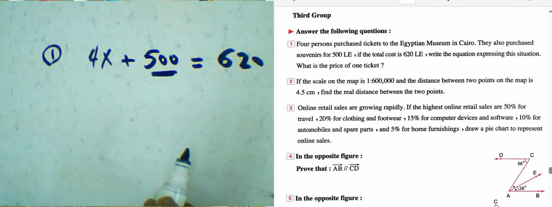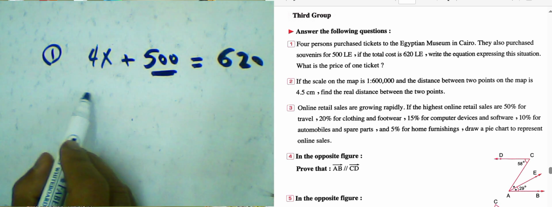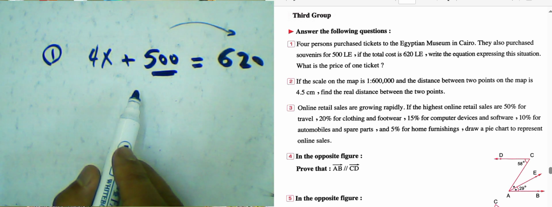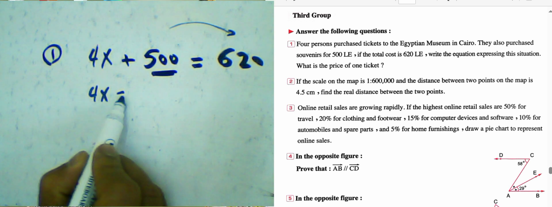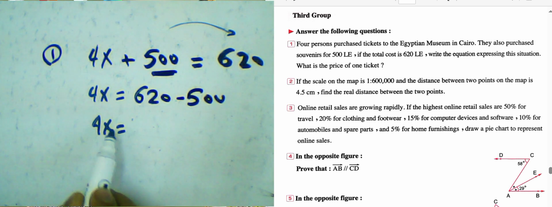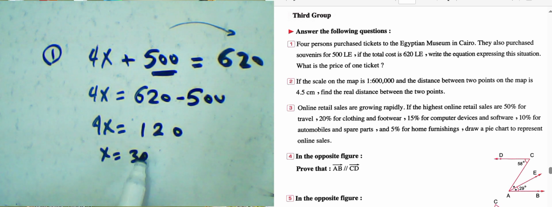Okay, then 4x plus 500 equals 620. We can solve this equation by moving 500 here. Then we can write 4x equals 620 subtract 500. Then 4x equals the difference between them, and then divide by 4. The result will be 30. So the price of one ticket equals 30 Egyptian pounds.